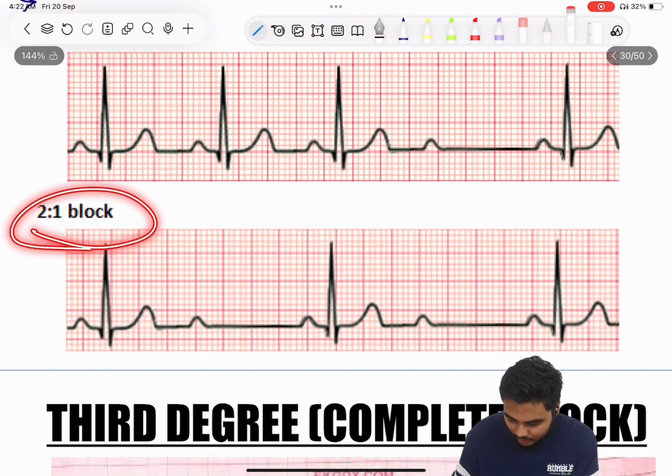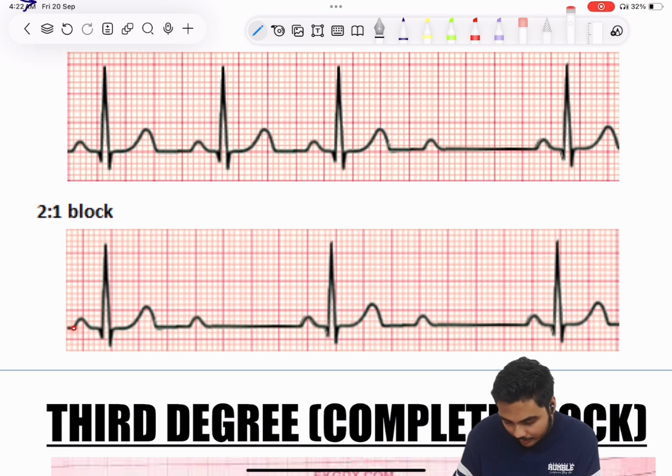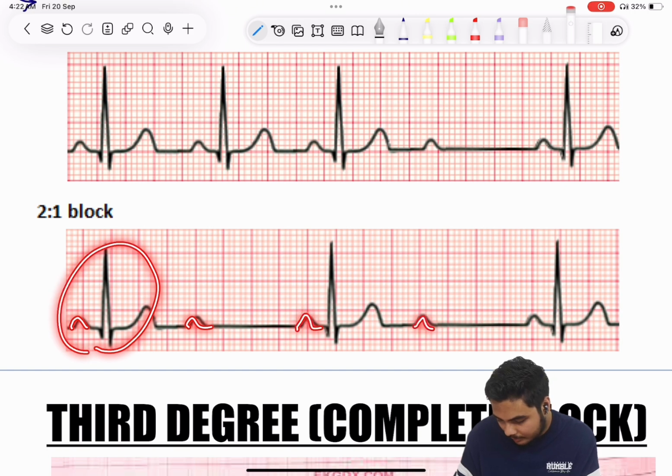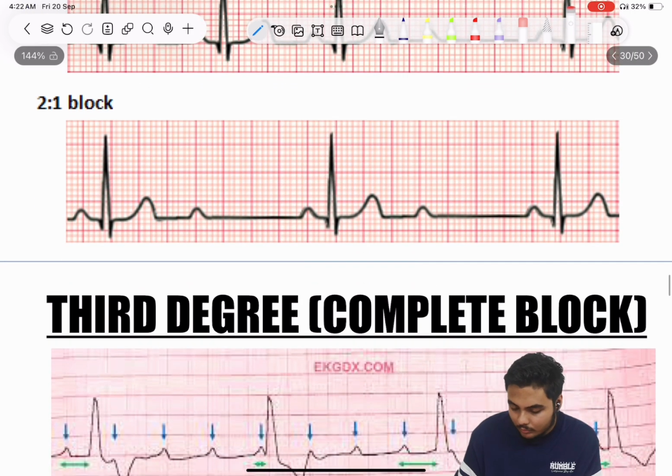This 2:1 block suggests that for every two P waves there is only one QRS complex, right? So there are two P waves but only one QRS complex. Again, two P waves but only one QRS complex, right?